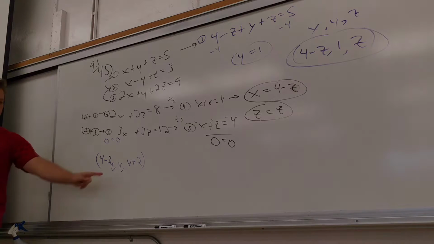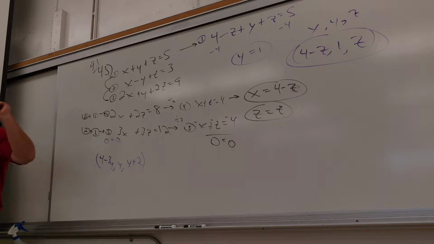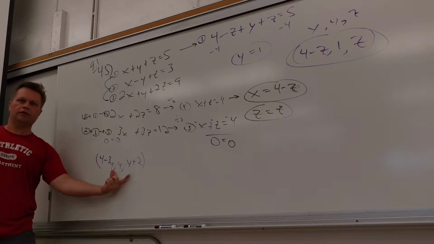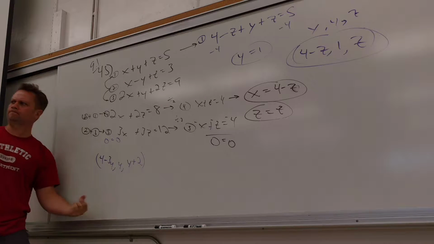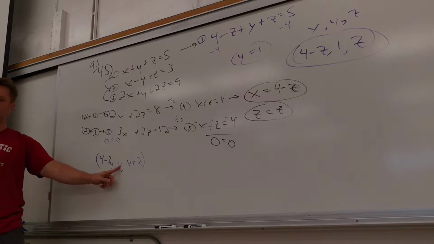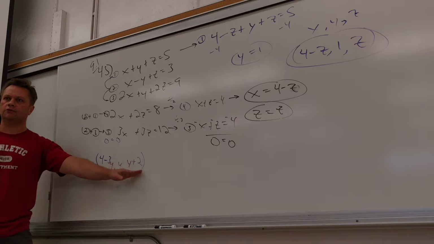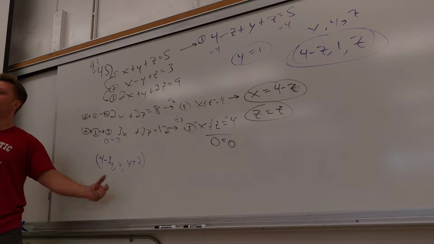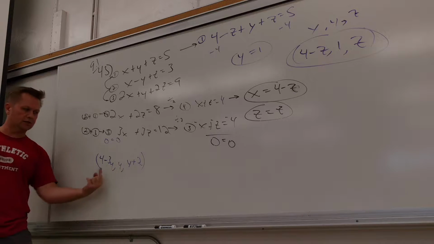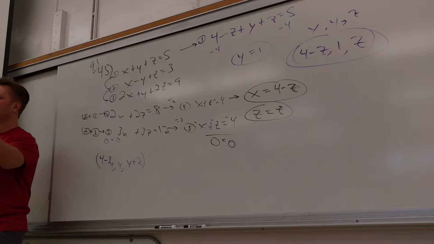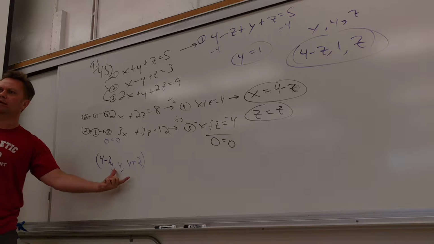Y can be whatever it wants to be, but then z has to be this, and x has to be this. So what does this really define? How many variables are there in this? 3. 1. Why? I know it's an x coordinate, a y coordinate, a z coordinate, but how many variables do I need to define these points? 1. So this is a line. Do I really have to understand that right now? No, but that's the geometry behind this.